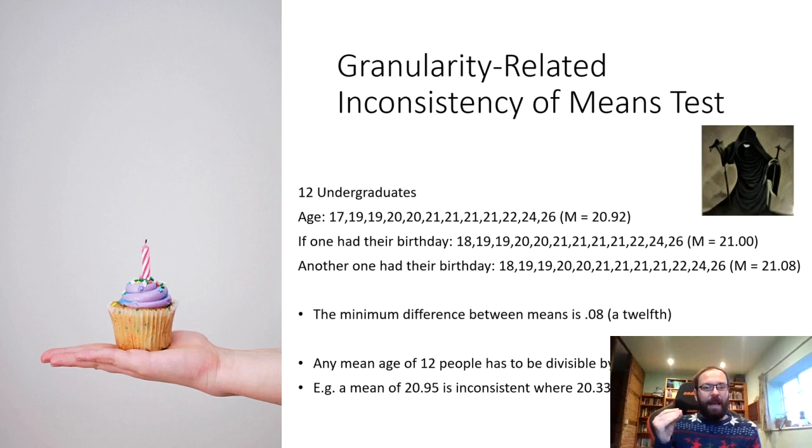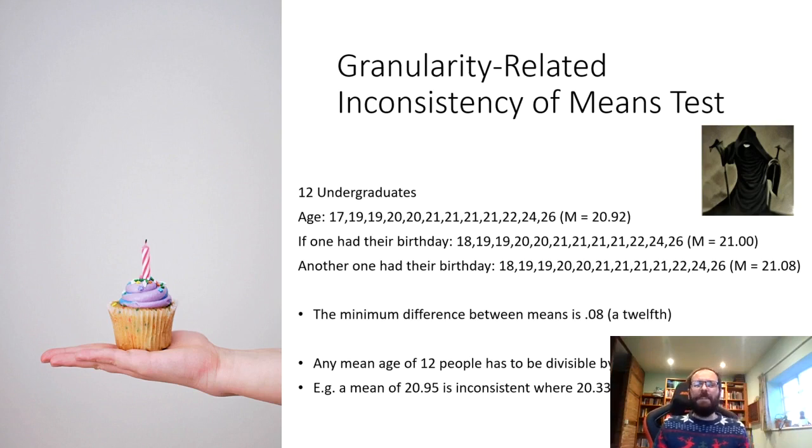So this tells us some quite useful information. For example, a mean of 20.95 is not possible, as it doesn't fit the 0.08 steps. It just doesn't work, so that's completely impossible to have. Whereas, for example, a mean score of 20.33 is perfectly feasible.